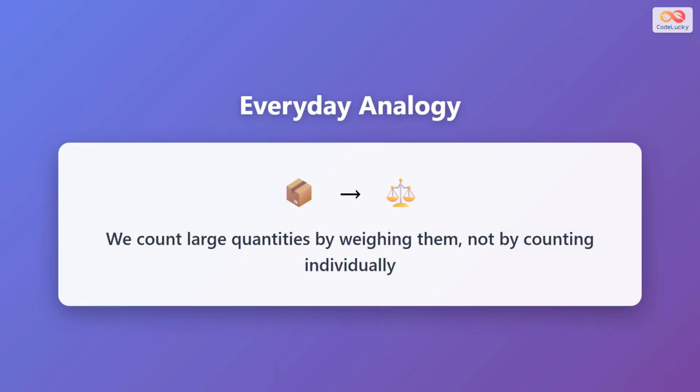To understand the solution, let's think about how we count large quantities in everyday life. When we have a huge number of small items, we don't count them individually. Instead, we count large quantities by weighing them, not by counting individually. For example, if you know 1 grain of rice weighs a certain amount, you can weigh a bag of rice and calculate how many grains are inside.